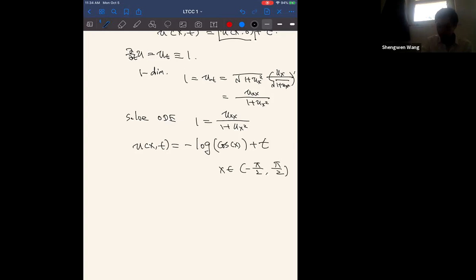And what is the graph of this? Let's draw it. So at negative pi over 2 and pi over 2, it's a shape like this. And the mean curvature flow evolution of this graph is translating upward. I also leave it as an exercise for you to check that this explicit solution satisfies the ODE.